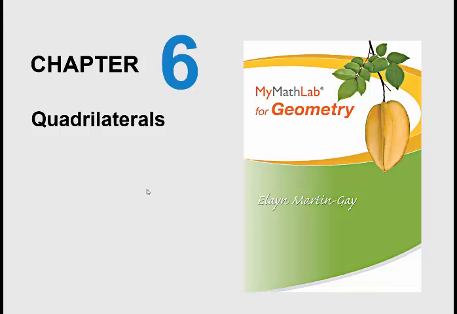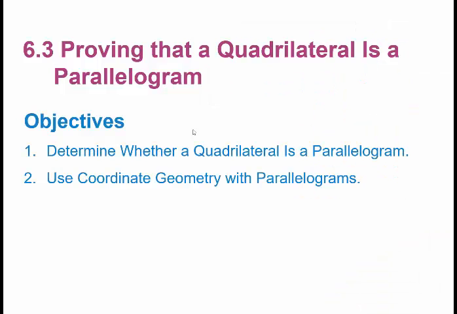Hi class. We continue our study in chapter 6 talking about quadrilaterals by moving into section 6.3. Section 6.3 is about proving that a quadrilateral is a parallelogram. So we have two objectives in this section. The first one is we want to determine whether a quadrilateral is a parallelogram. And then the second thing we want to do is use coordinate geometry with parallelograms.